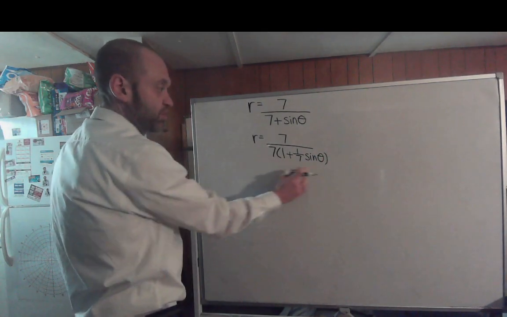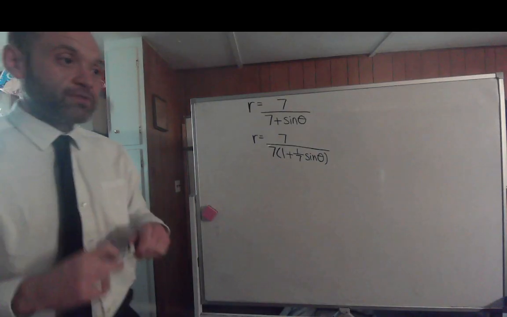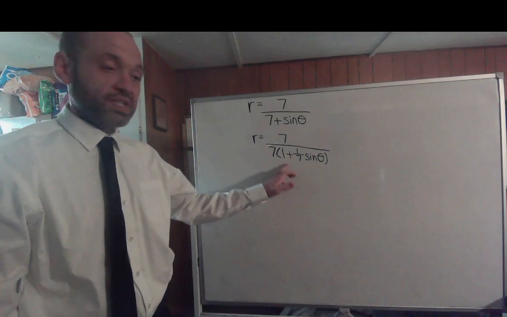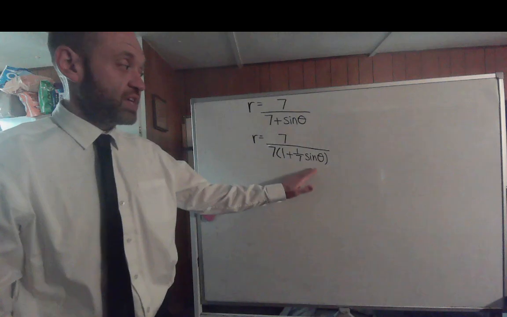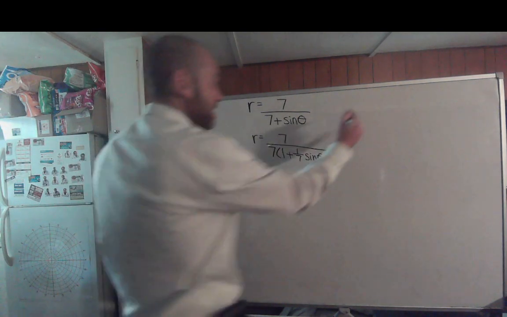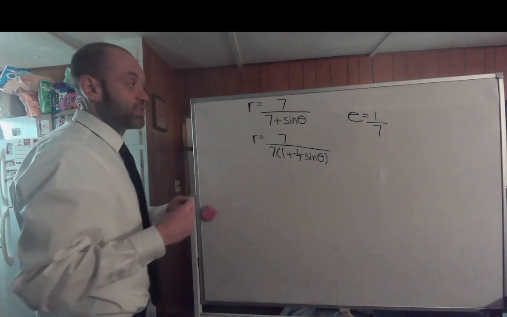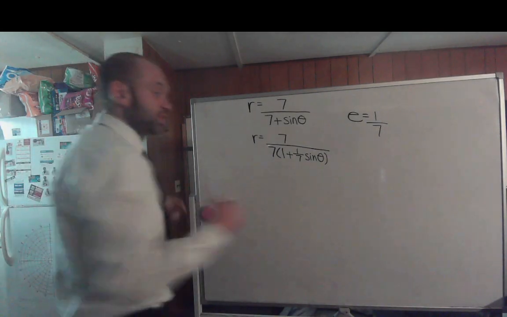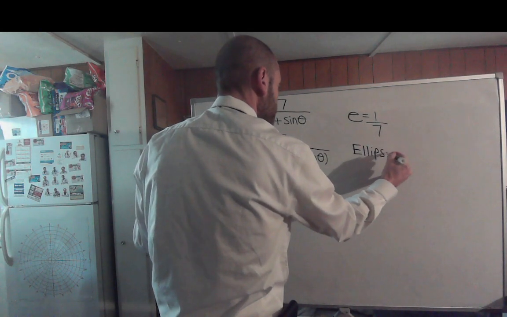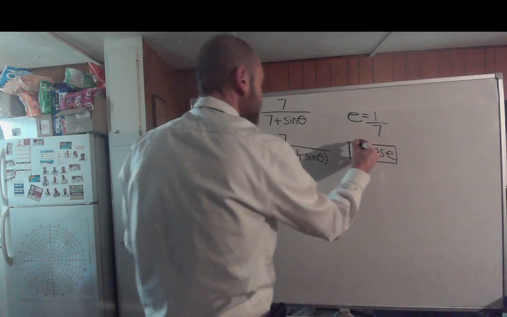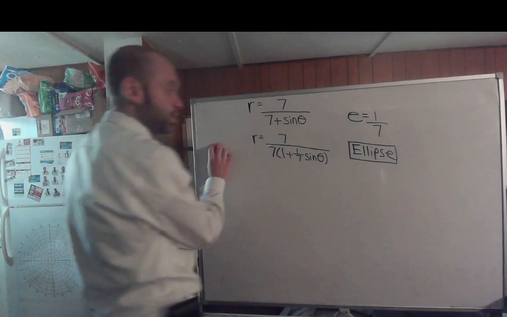Of course, if you distribute that 7 through, you get the original denominator. But what we really look for in identifying the conic section is what's inside the parentheses. The constant term is now 1. The coefficient on your sine is 1/7, which means you have an eccentricity of 1/7. Well, 1/7 is greater than 0 but less than 1, so this makes this an ellipse. So this particular conic section also would happen to be an ellipse. All right, I got 2 more I'd like to do.